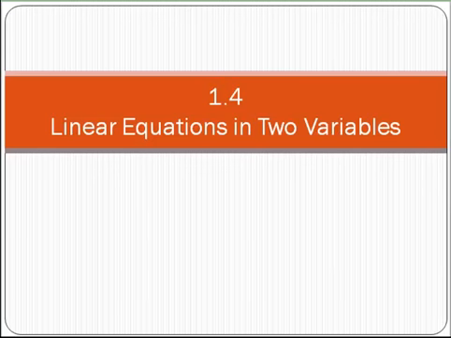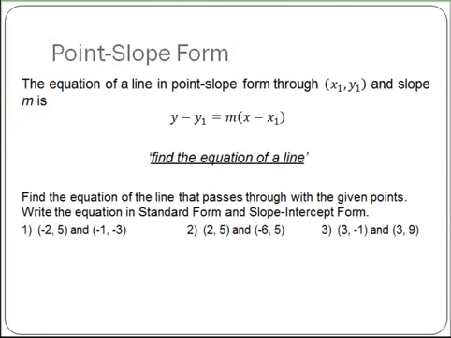These are your 1.4 notes on linear equations in two variables. Now here's our next form. This is called the point-slope form of a line. This means that the line actually has this slope and passes through the point x1, y1. So, if you are ever asked to find the equation of a line, that's when you use this formula.